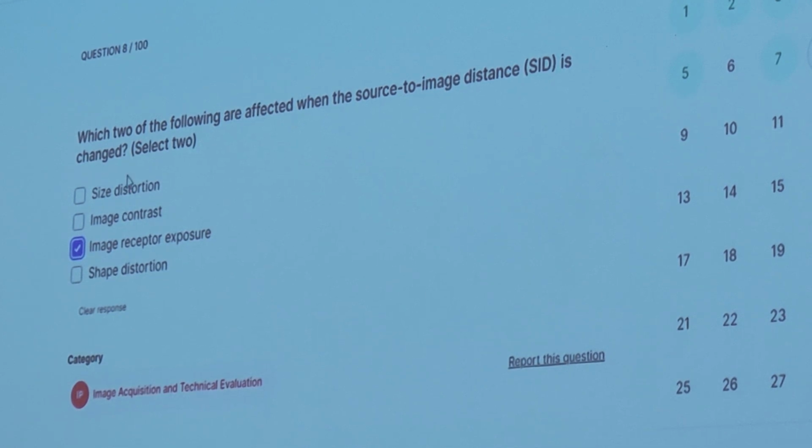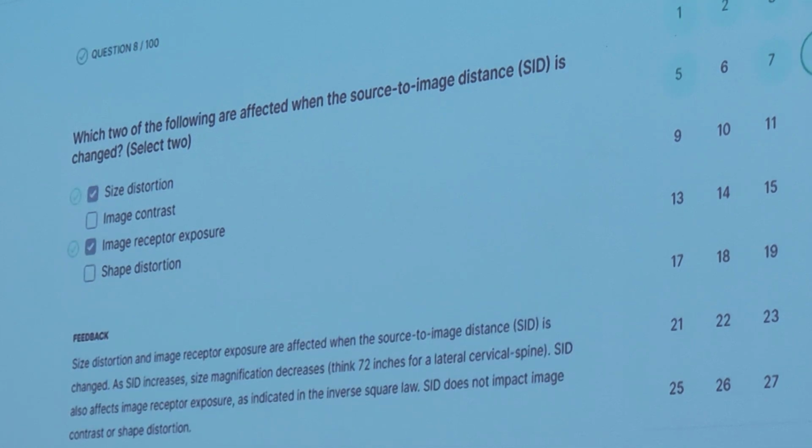And the first one is size distortion. So, what is another word for size distortion? Magnification. That's right. We talked about how SID affects magnification. What about receptor exposure? How is this related to SID, Emily? Remember the law. Inverse. Very good. Inverse square law. Great job. So those are the two answers. Good job.